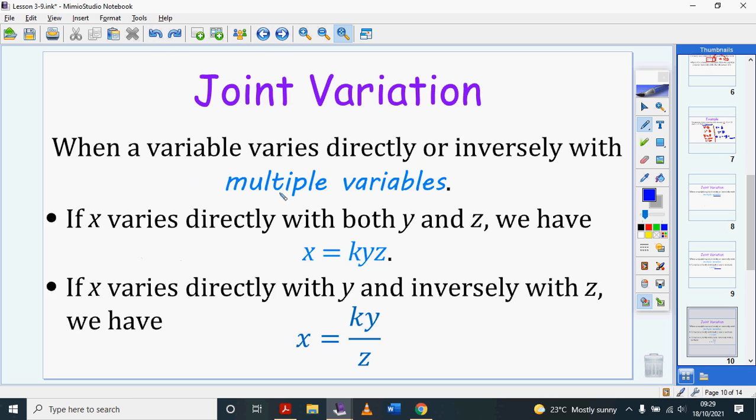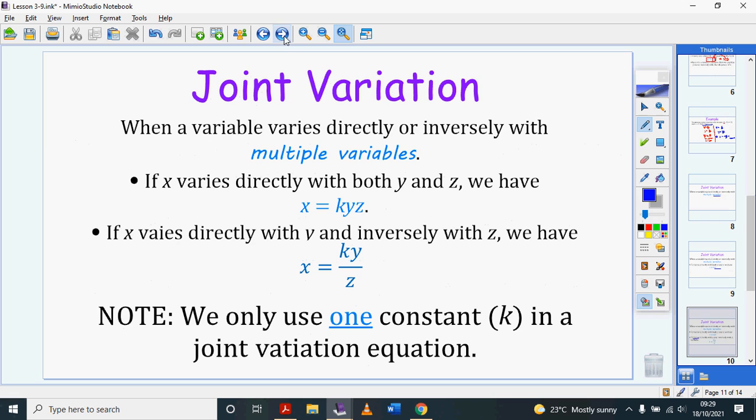So this is what that looks like. And if it's varying inversely, let's say x varies directly with y, so then you would write ky on top, and it's varying inversely with z, then you would write z at the bottom. I'm going to show this better in the next slide.